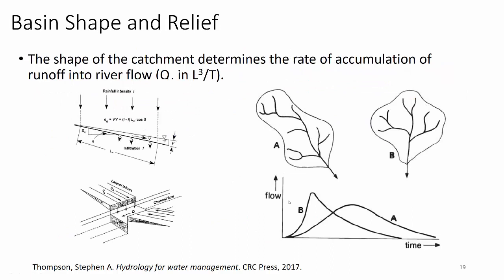The shape of the catchment determines the rate of accumulation of runoff into the river, as we discussed before. So we have lateral flows into the channel, and you have rainfall intensity hitting an infiltration as flow drops over a given gradient, typically a slope. So in this case, L sub A is greater than L sub B. The length of flow to the outlet of A is greater than the length of flow to the outlet of B, and that creates this longer peak flow duration.